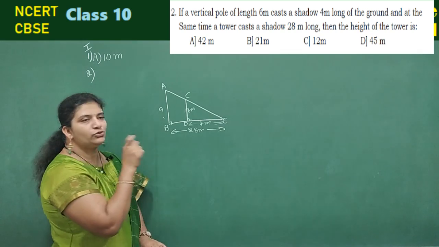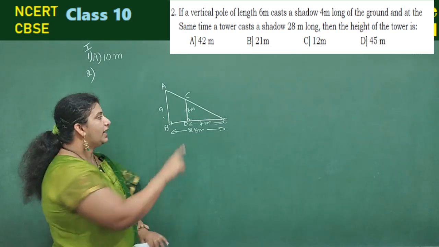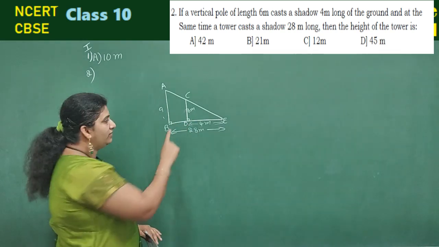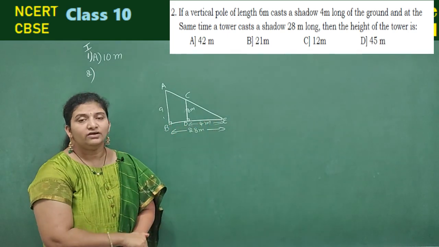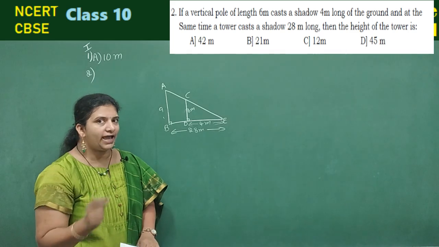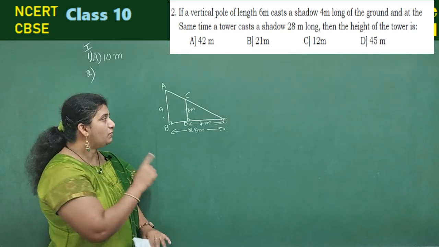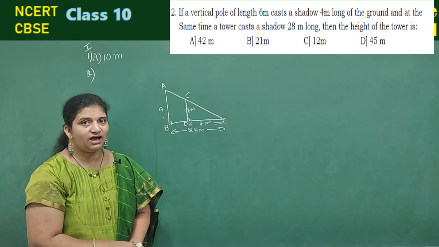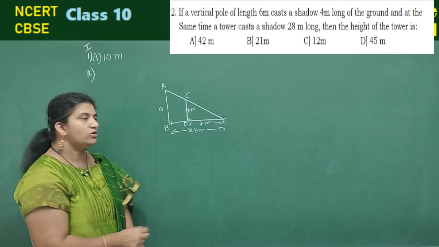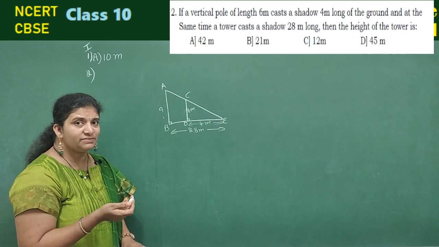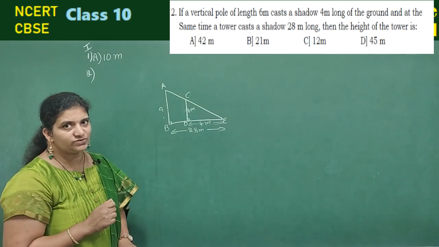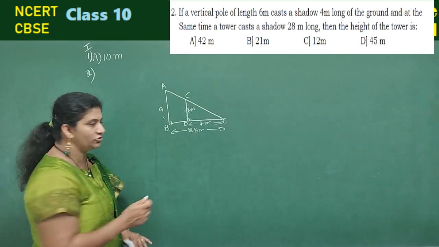Then you can see two right triangles. Compare the two right triangles here. 90 degrees, and this is a common angle. For the two triangles, corresponding angles are equal. The corresponding angles of two triangles are equal. So what we can say, the two triangles are similar. If they are similar, we can equate their ratios and say ratios are in proportion.